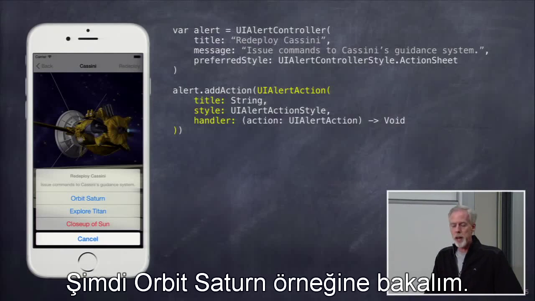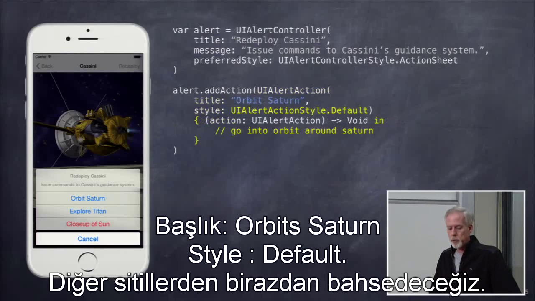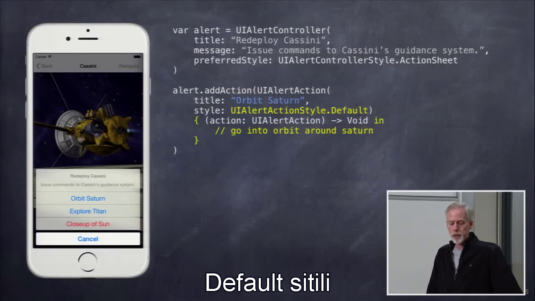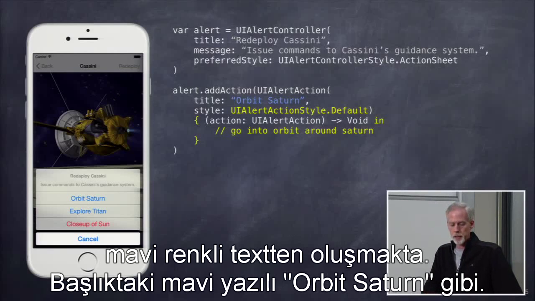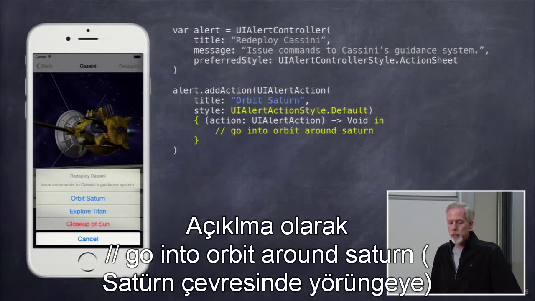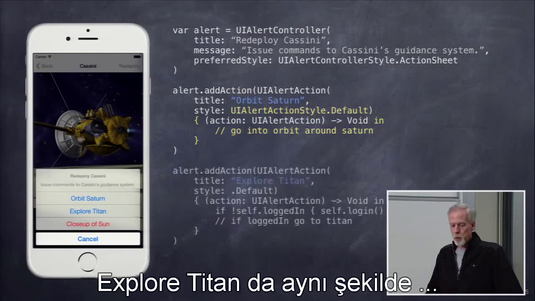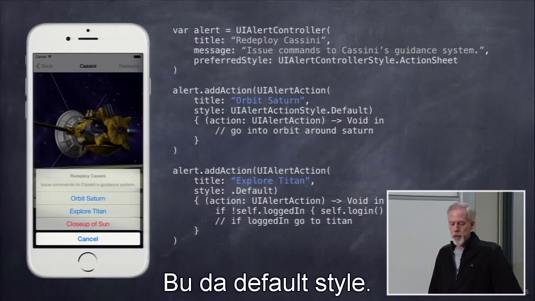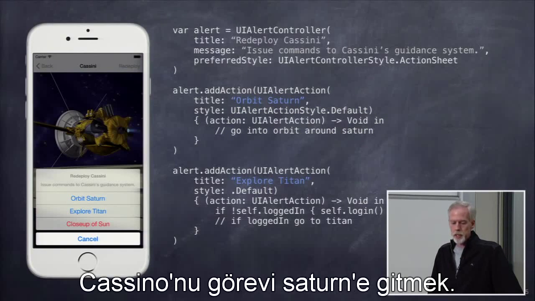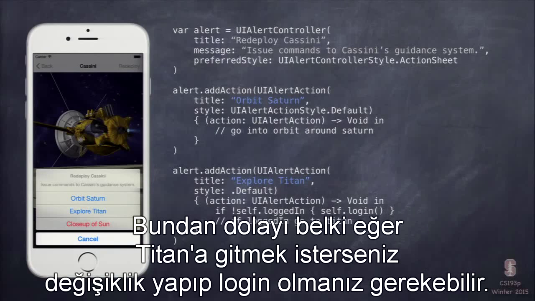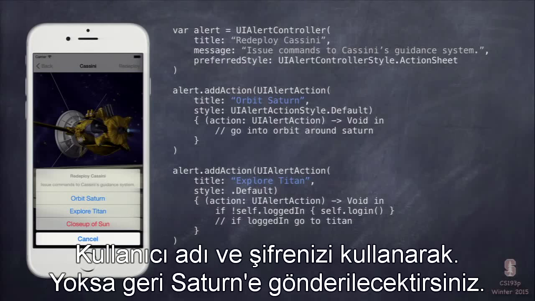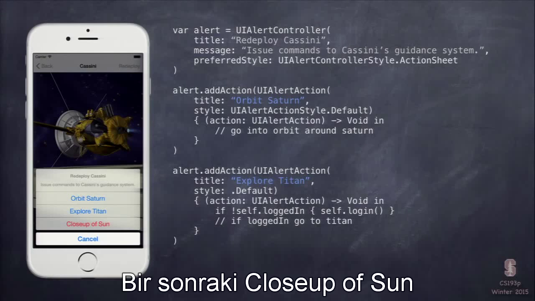Okay? So let's look at an example of one of these. Let's look at orbit Saturn. The title is orbit Saturn. The style is default. We'll talk about some other styles in a second here, but default is just the default line, this blue colored text right there, like orbit Saturn, explore Titan. They're both that. And then the closure I'm going to put is just go into orbit around Saturn. And similarly, explore Titan would look exactly the same, also default style. And maybe Cassini's mission was, I think, to orbit Saturn or to go to Saturn. So maybe if you're going to switch it over to go into Titan, then you have to log in and do your guidance password. Otherwise, you can always send Cassini back to Saturn, I guess. Okay? So there's the example of the default actions.